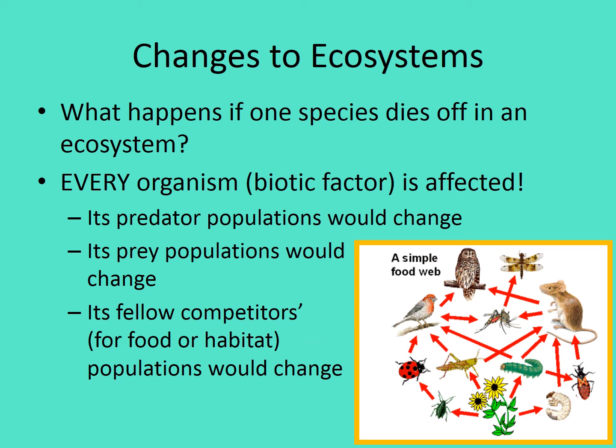And then the fellow competitors. Who else is eating those flowers, and how are their populations going to change? And then there's a trickle effect to those competitors' predators. And it just goes on and on and on. But every single organism in that ecosystem is going to change because of one organism's population change.